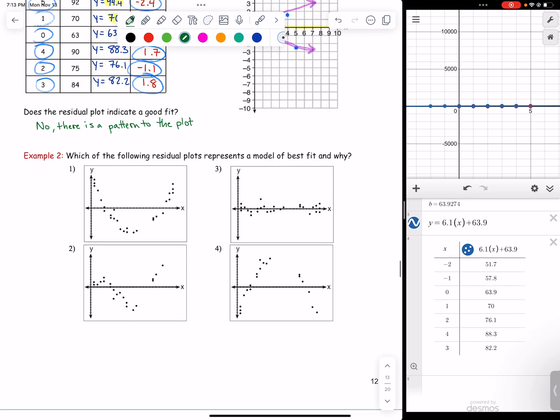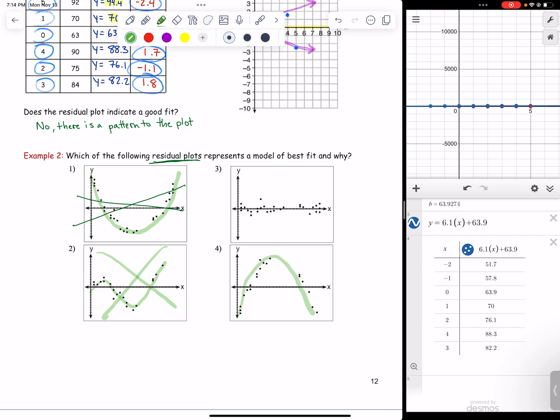One last quick example. Which of the following residual plots represents a model of best fit and why? You do not want a residual plot to have a pattern. That is bad. So you want to look at all of these and see which one has the least pattern I could pick out. This one looks quadratic, so that's not good. It looks like I could draw a quadratic. This one looks like it's polynomial, so that's not good. And this one looks quadratic as well, so that's not good.